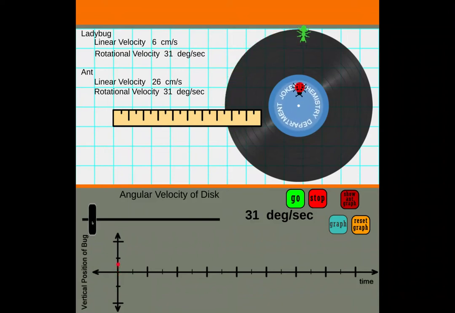We could speed this up a little bit. And so it's a little bit more obvious how fast the ant is going linearly compared to the ladybug. But they're making the same amount of laps per time period. Another example of this would be if you've ever been in a marching band. So, when you're in a marching band and you come to a corner, you have to turn that corner. The people on the inside of the corner have to slow down while the people on the outside have to move faster for everyone to stay in a straight line.